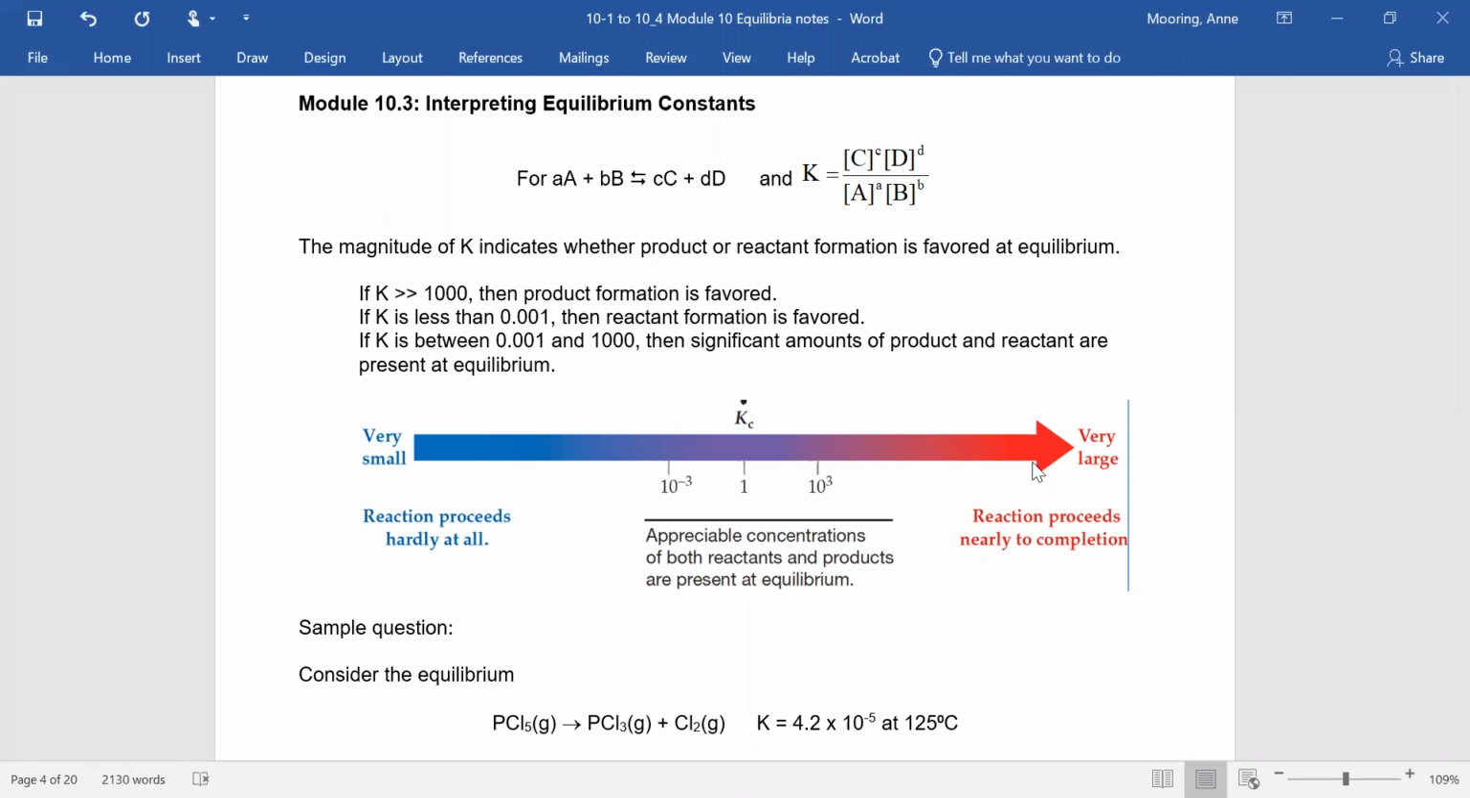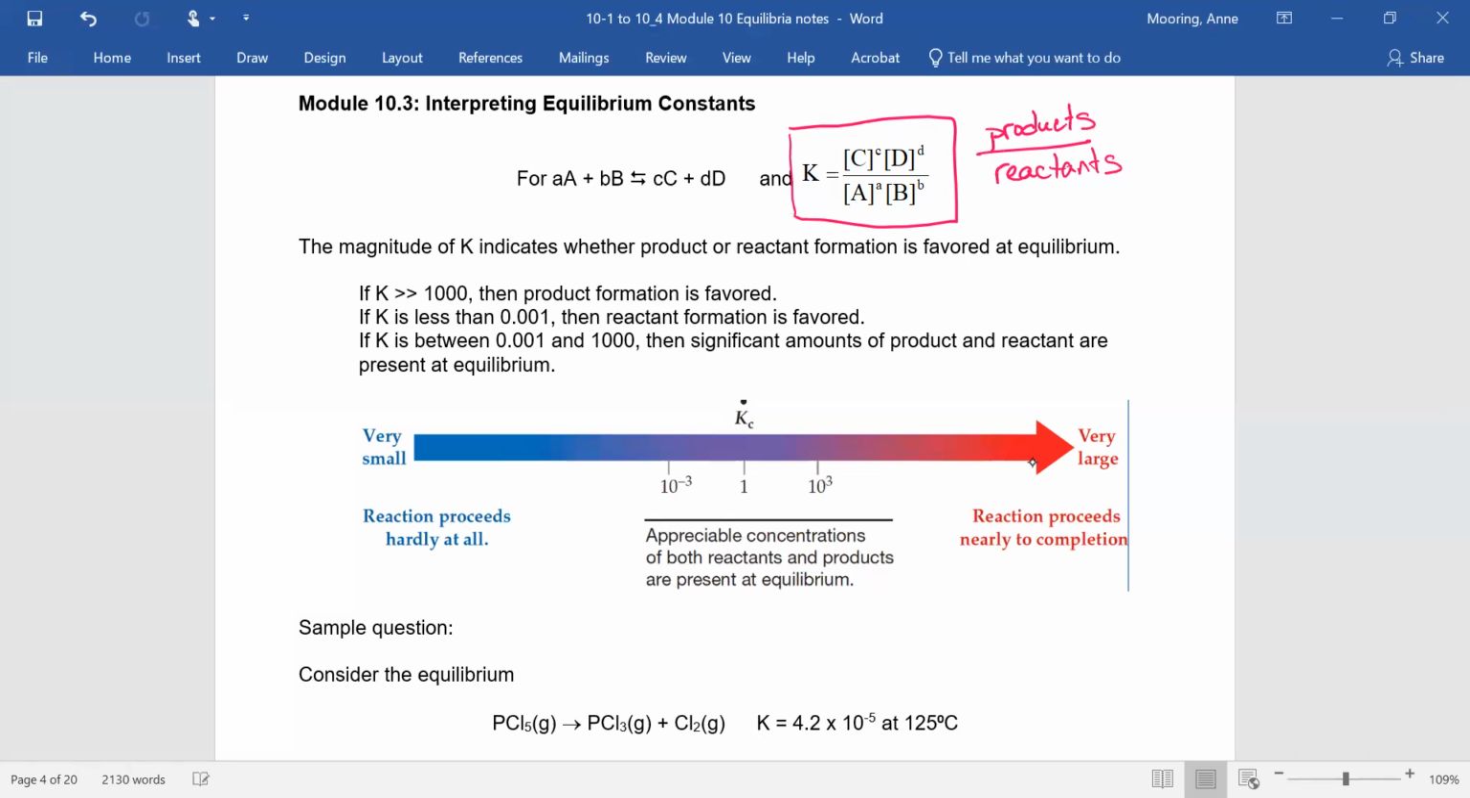This is Module 10.3, Interpreting Equilibrium Constants. So we learned to write the equilibrium expression as K equals products over reactants raised to their coefficients. Since we remember that, crudely, we can think of this as products over reactants.